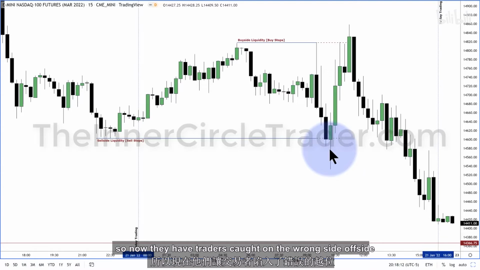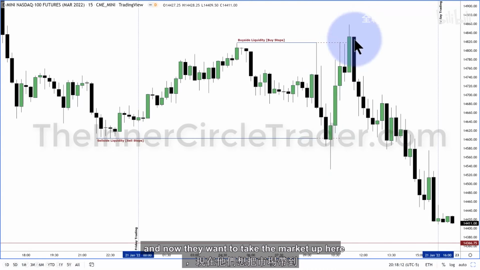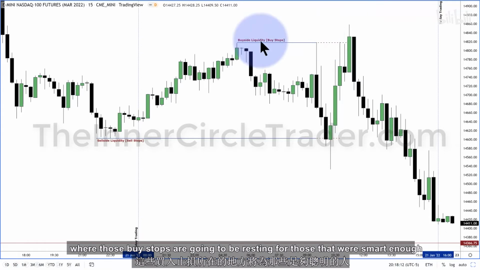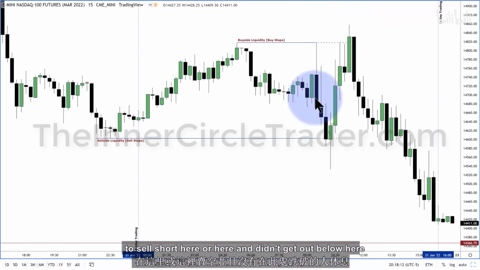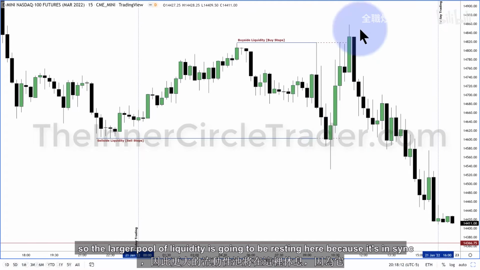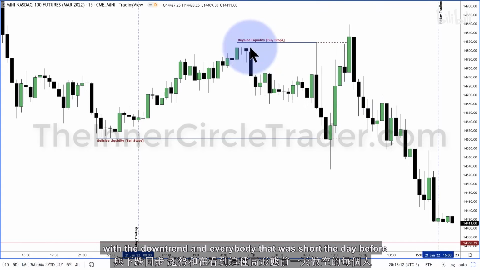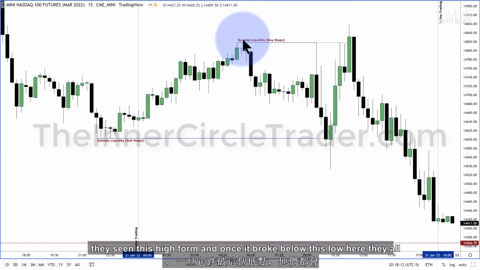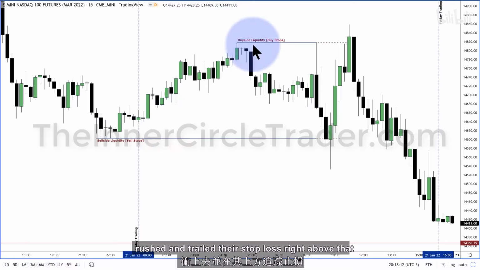So now they have traders caught on the wrong side, offside, and now they want to take the market up here, where those buy stops are going to be resting for those that were smart enough to sell short here or here and didn't get out below here. So the larger pool of liquidity is going to be resting here because it's in sync with the downtrend, and everybody that was short the day before, they saw this high form, and once it broke below this low here, they all rushed and trailed their stop loss right above that.